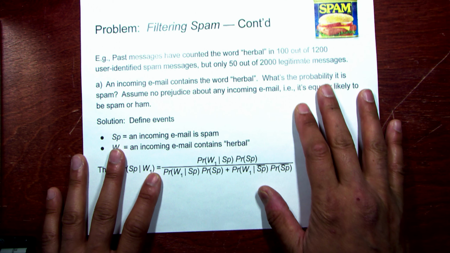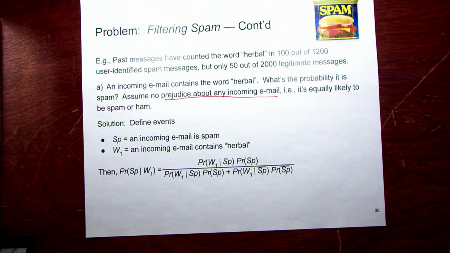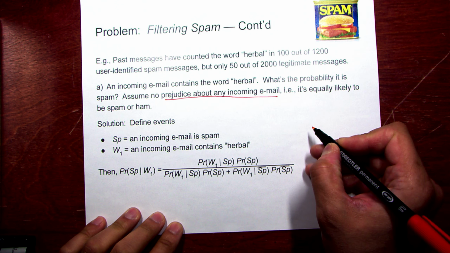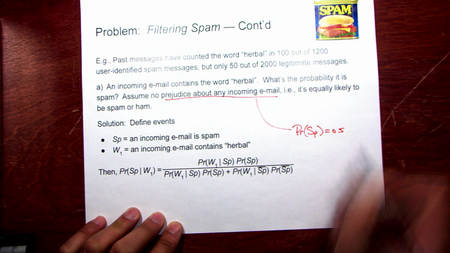Okay, so the problem. Herbal appears in 1 out of 1,200 training messages. In legitimate messages it's a lot less frequent, 50 out of 2,000. Very infrequent. What's the probability that an incoming email that has the word herbal in it is spam? Now, we assume no prejudice about any incoming email, which may or may not be a good assumption. Given what I just told you, it's like 80% likely it's going to be spam, so maybe the a priori chances should be something higher. But here the probability of spam is assumed to be 0.5.